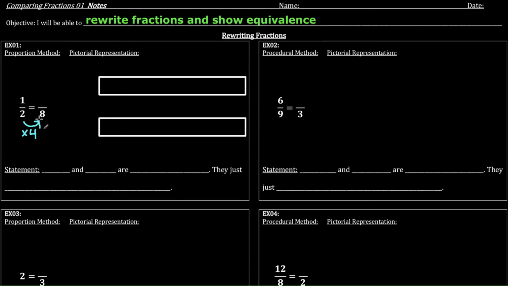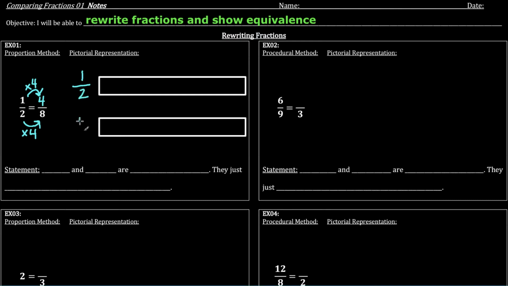If you don't know that, you can also divide if they're really large numbers and you have a calculator. But these are all going to be pretty simple numbers. So 2 times 4 is 8. 1, which is the numerator, times 4 is 4. So 1/2 equals 4/8. Let's show this pictorially.